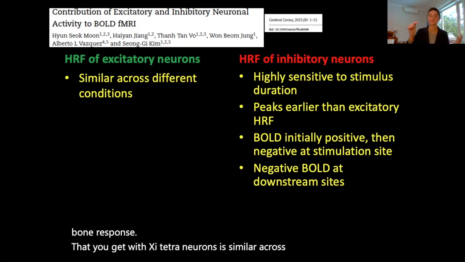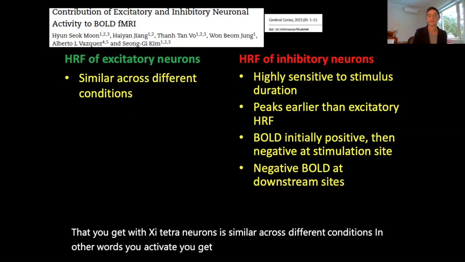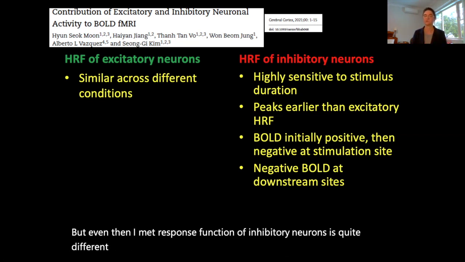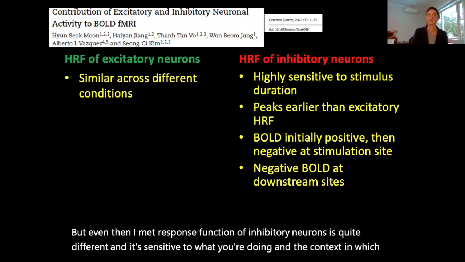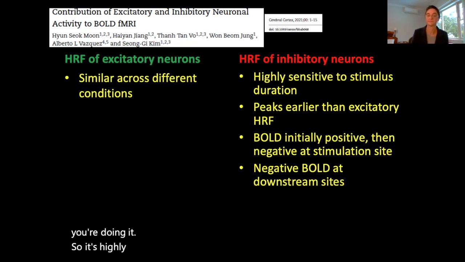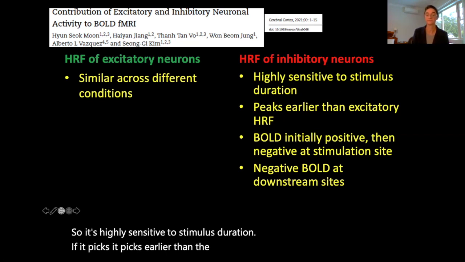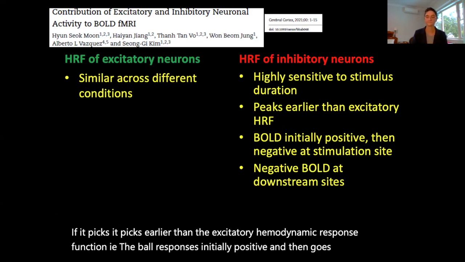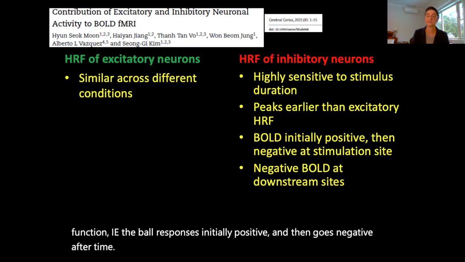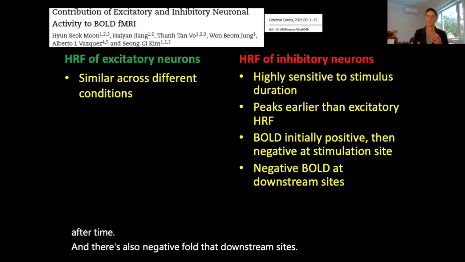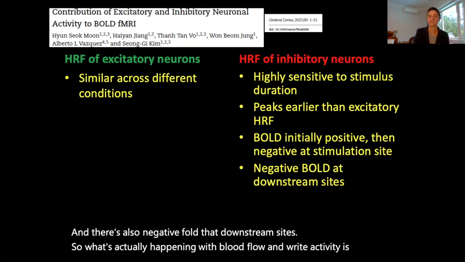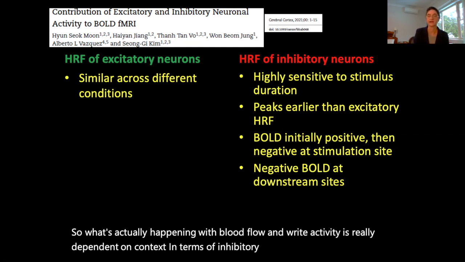In other words, you activate it, you get an increase in activity. But the hemodynamic response function of inhibitory neurons is quite different, and it's sensitive to what you're doing and the context in which you're doing it. So it's highly sensitive to stimulus duration. It peaks earlier than the excitatory hemodynamic response function, i.e. the BOLD response is initially positive and then goes negative after time. And there's also negative BOLD at downstream sites. So what's actually happening with blood flow and brain activity is really dependent on context in terms of inhibitory neurons and their activity.